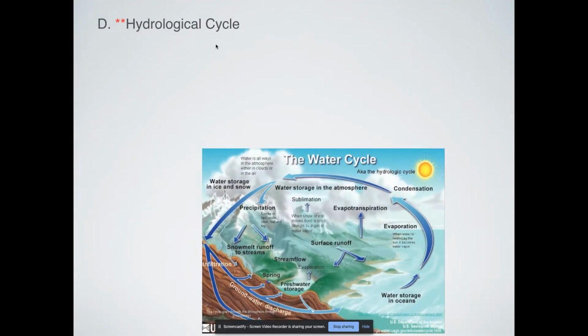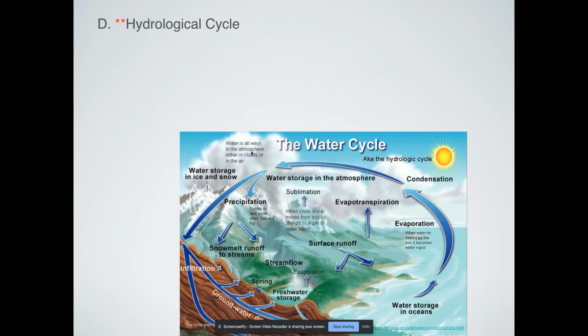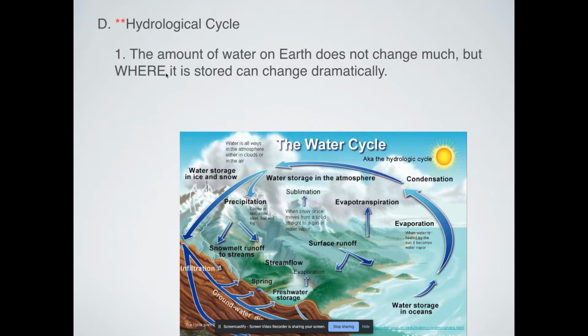Hydrological cycle, something that you are definitely familiar with because it is like a standard in every class that you've probably ever had science in. So the water cycle, aka hydrological cycle. So you know all about this, but something that you might not know is that the amount of water on Earth does not change very much. Where it is stored, though, can change dramatically.